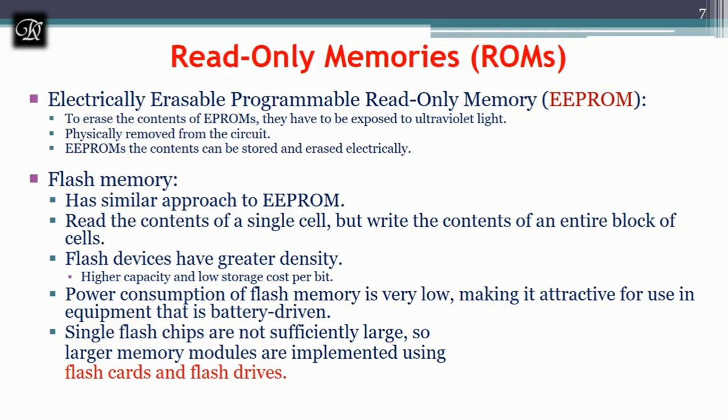A single flash chip does not provide sufficient storage capacity for the application. So a larger memory module consisting of a number of chips is needed. Therefore, there are two types of popular chips available in the market. One is the flash card, and the other is the flash drive.